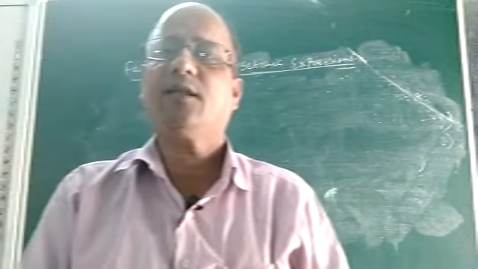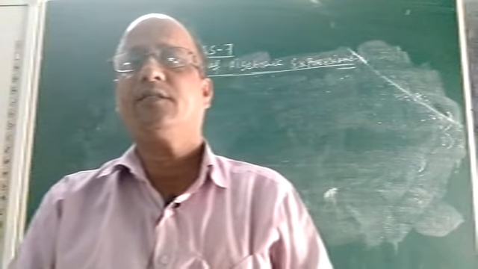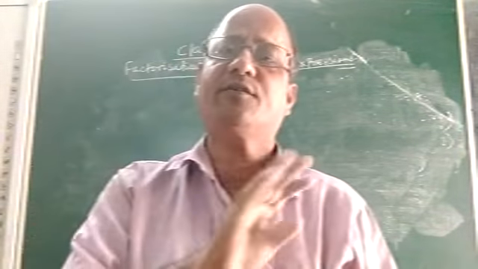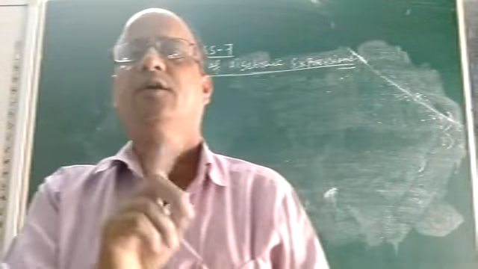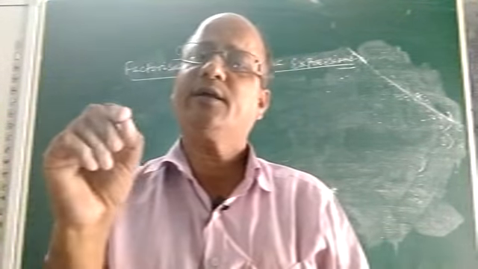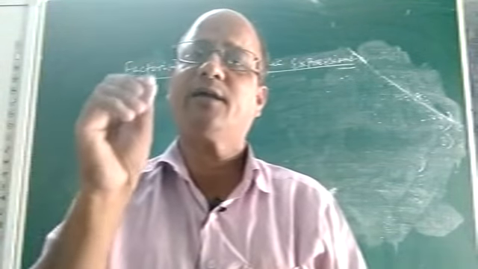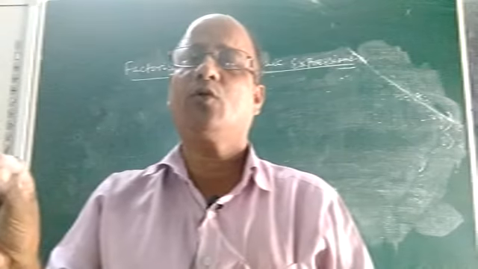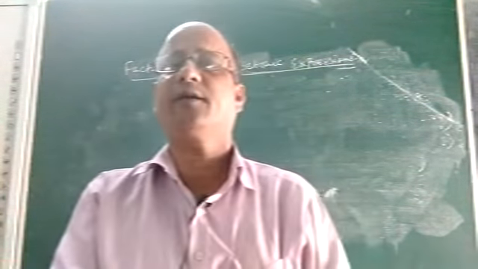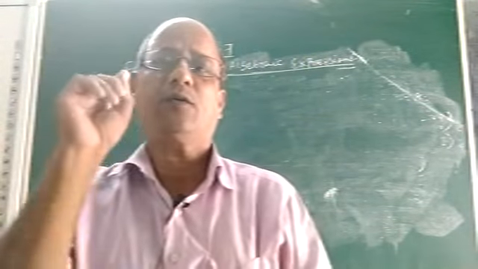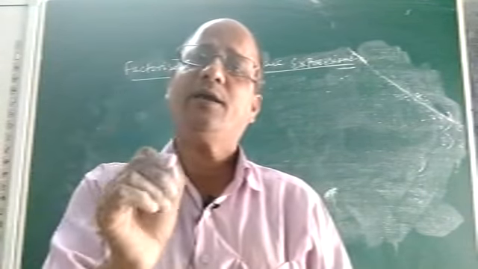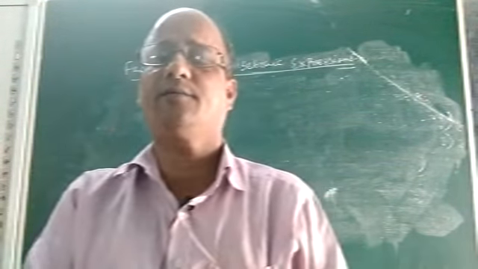Children, in the last class I was discussing different methods of factorizing algebraic expressions. Two of the methods had been discussed in detail. What was the first method to factorize an algebraic expression? The first method was by taking HCF as the common factor, by taking the highest common factor of the different monomials or terms present in the algebraic expression. And what was the second method? The second method discussed was how to take a binomial as a common factor and factorize the algebraic expression.